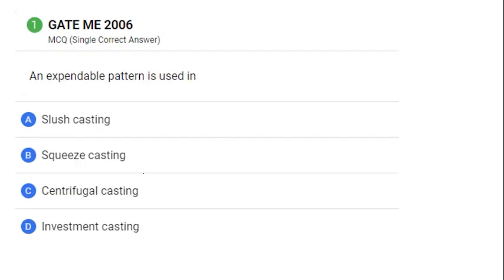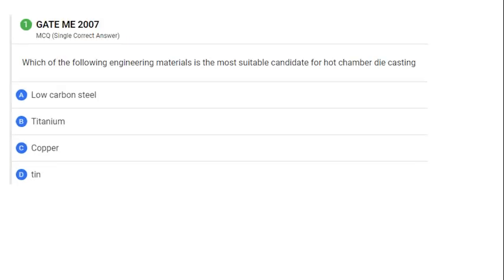Okay. Tell me the answer of this question. Just now we saw. Investment. Correct. D. Correct. Solve this question. Tin. Yeah, this also you should remember. Low melting point metals are most suitable for hot chamber die casting.